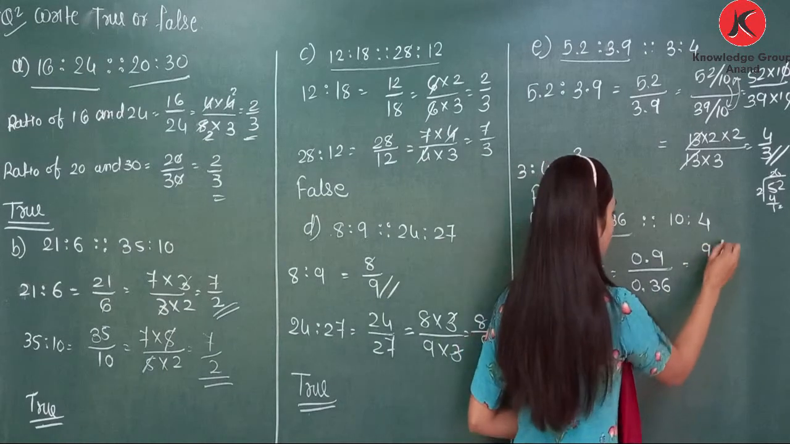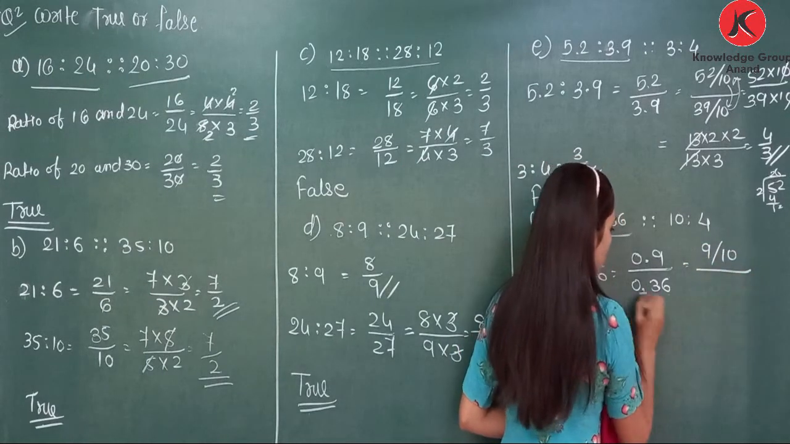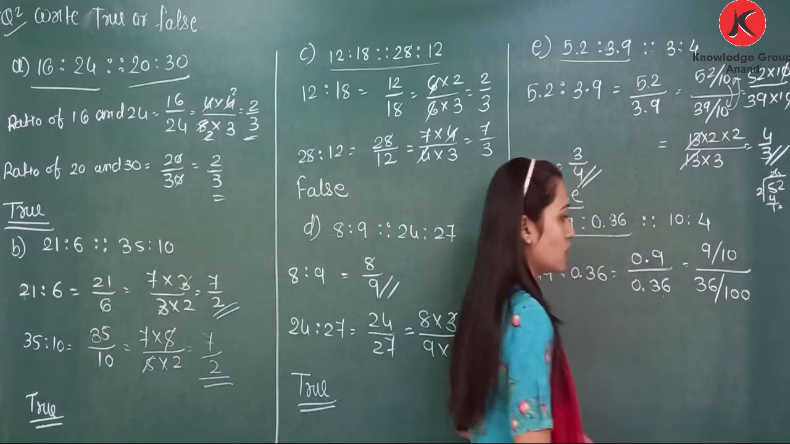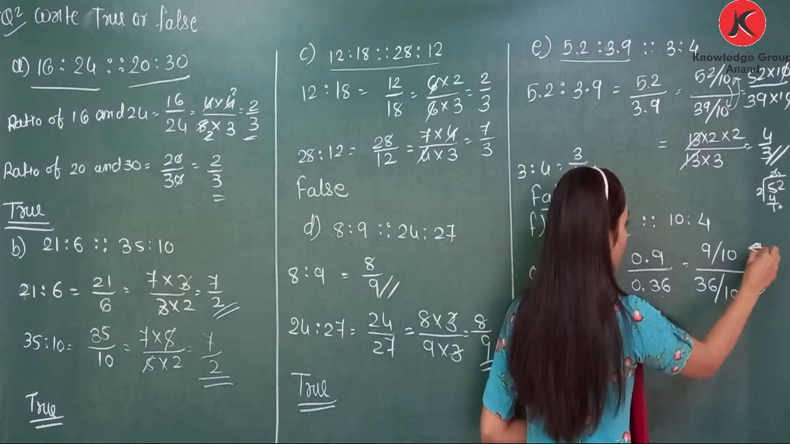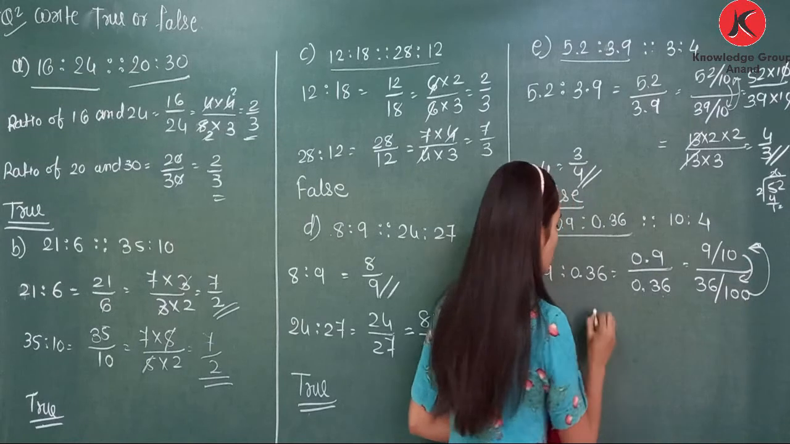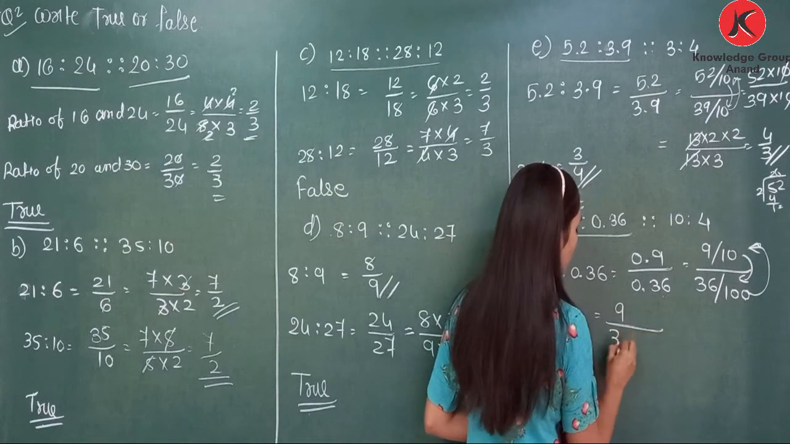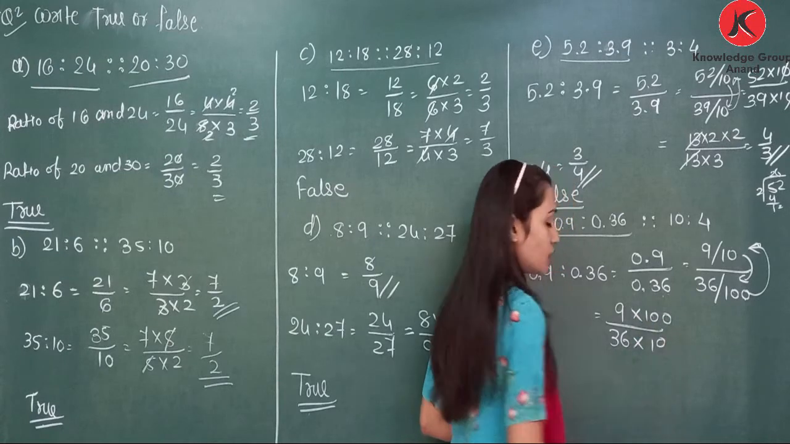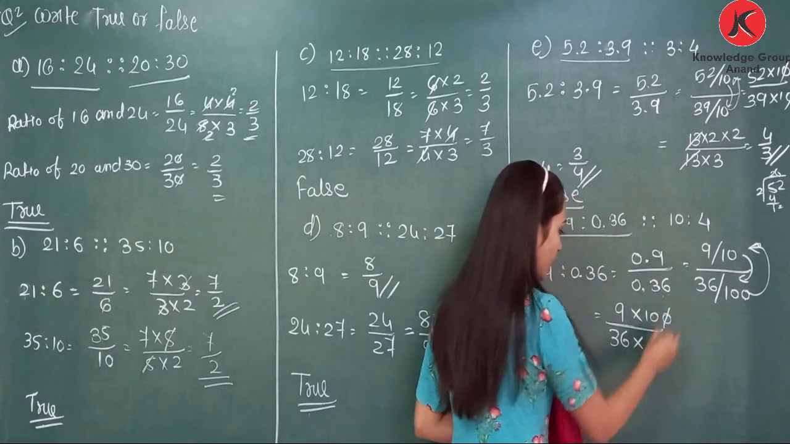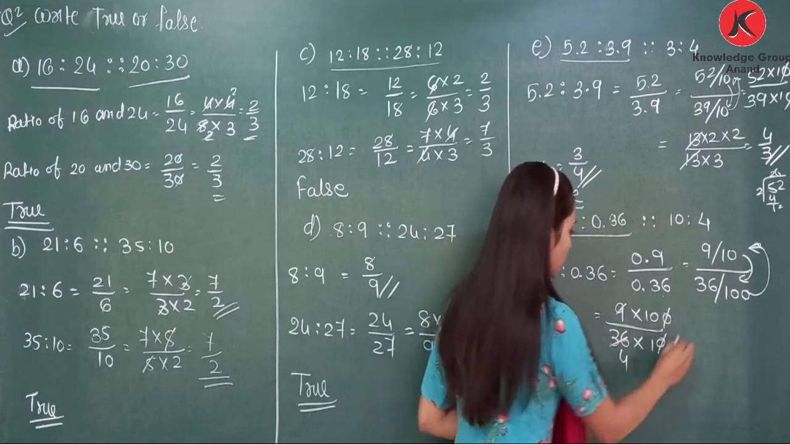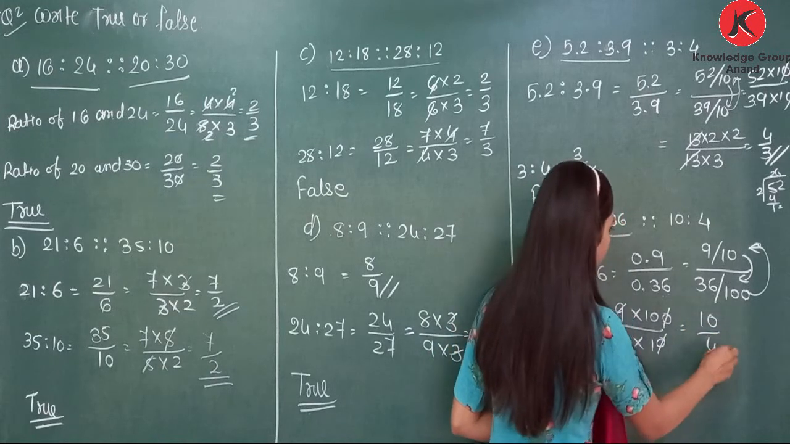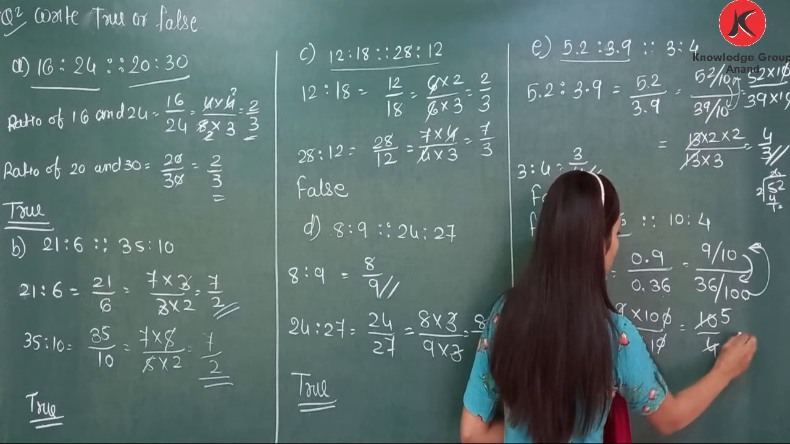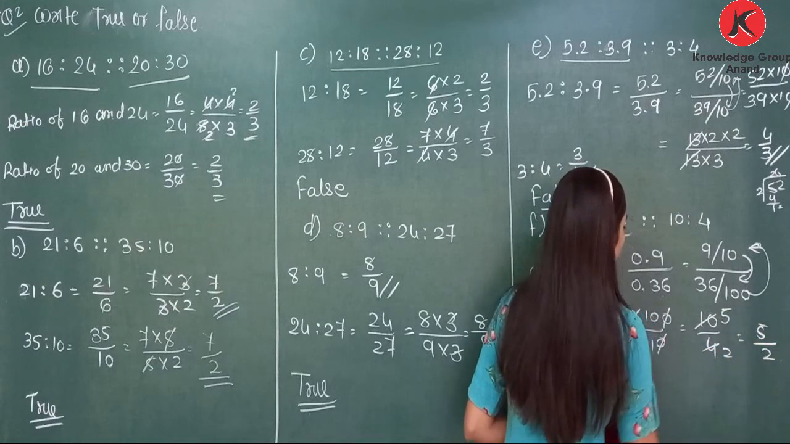0.9 means 9 by 10 and 0.36 means 36 by 100. So this 100 becomes the numerator and this 10 becomes the denominator. So we get 9 by 36. 100 becomes multiplication, 10 becomes division. So we can cancel out, 9 4s are 36. So it is 10 by 4. We can cut the common factor here. 5 2s are 10, 2 2s are 4. So it is 5 by 2.